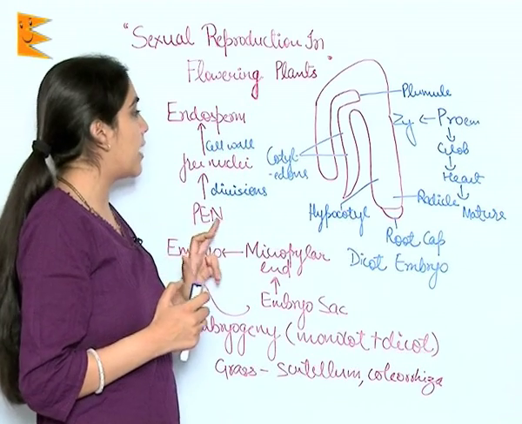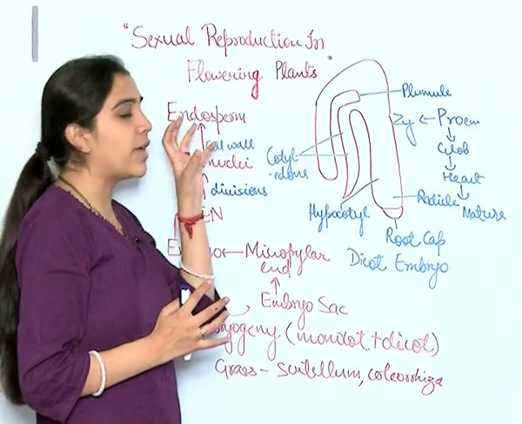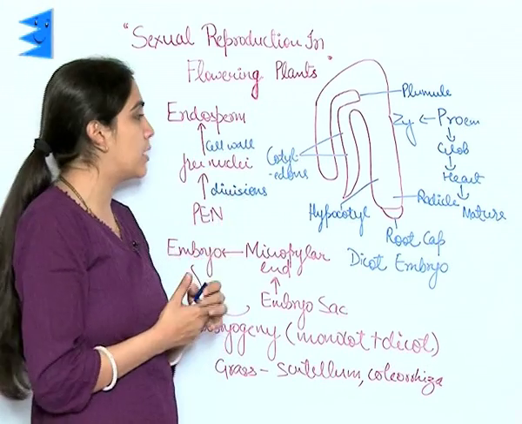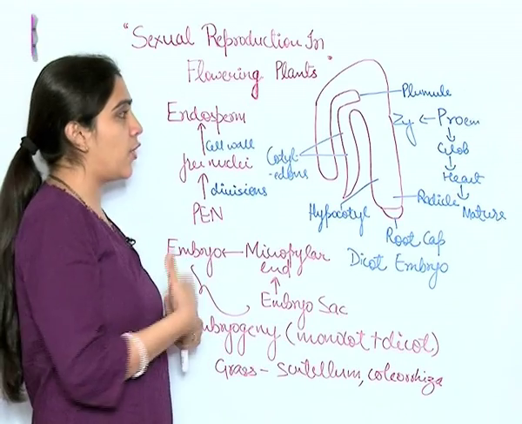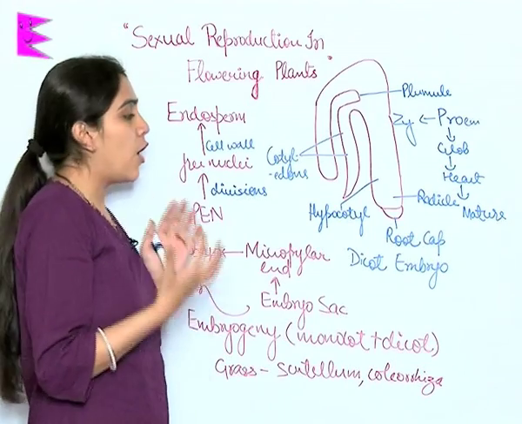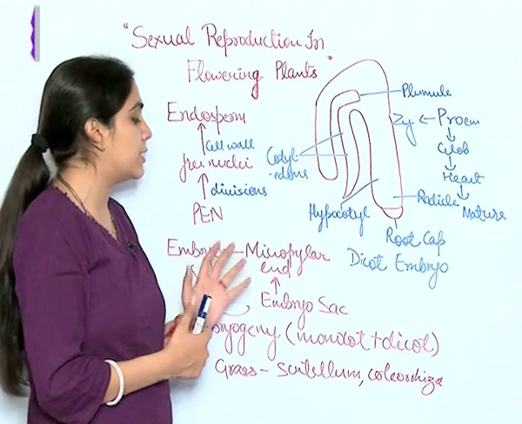Endosperm is nothing but a food reservoir. It has very thick cytoplasm. It consists of food reserve, which is useful for the development of the embryo, or for the germination of the seed.